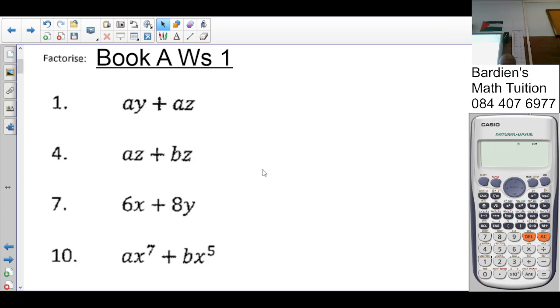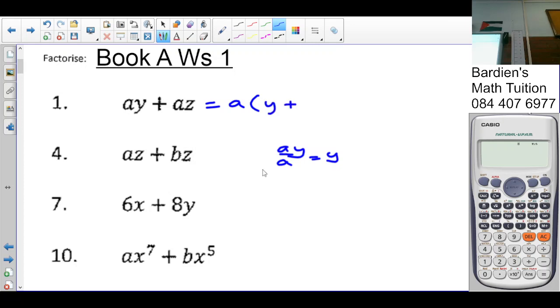Number 1, you've got AY plus AZ. What is common in both terms? A. So we take out A as a common factor. What are we left with? So you ask yourselves, AY divided by A. What's AY divided by A? Y. Can you see that? There's a plus. And what is AZ divided by A? Z. And there's the answer.